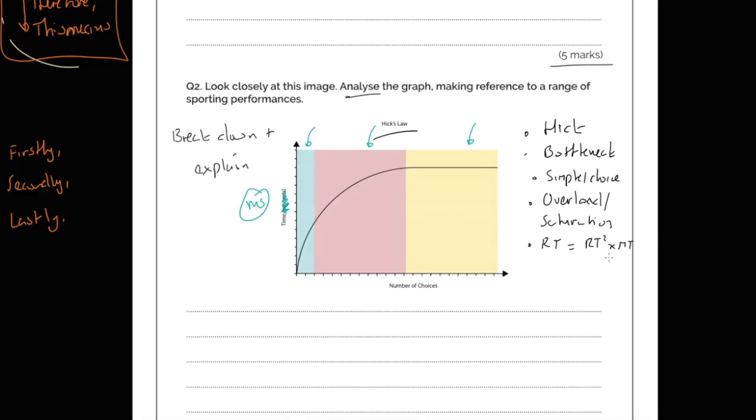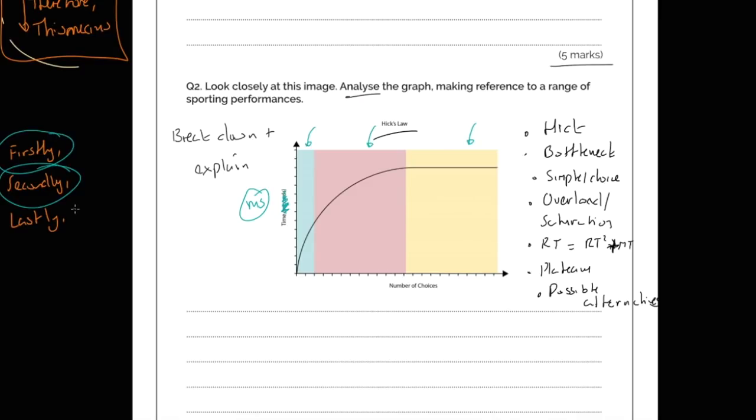Okay, so response time equals reaction time plus movement time. So you're going to talk about this concept here. You're going to talk about the plateau. You're going to talk about possible alternatives, and so on. And this answer is going to get you a nice structure, but what you're going to do is you're going to break it down into parts.